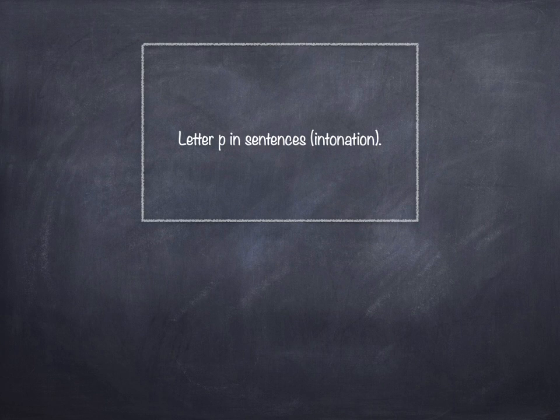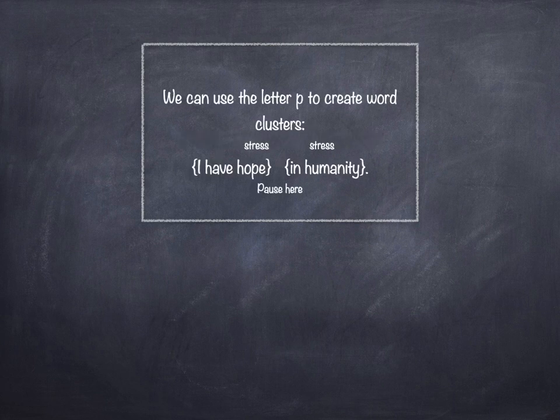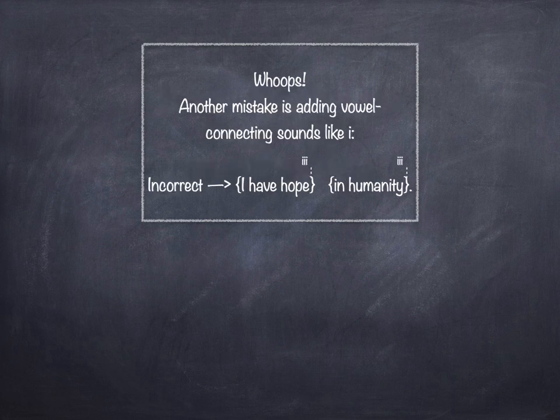Letter P in sentences. Intonation. We can use the letter P to create word clusters. I have hope in humanity. Whoops! Another mistake is adding vowel connecting sounds like I. Incorrect. I have hope in humanity.